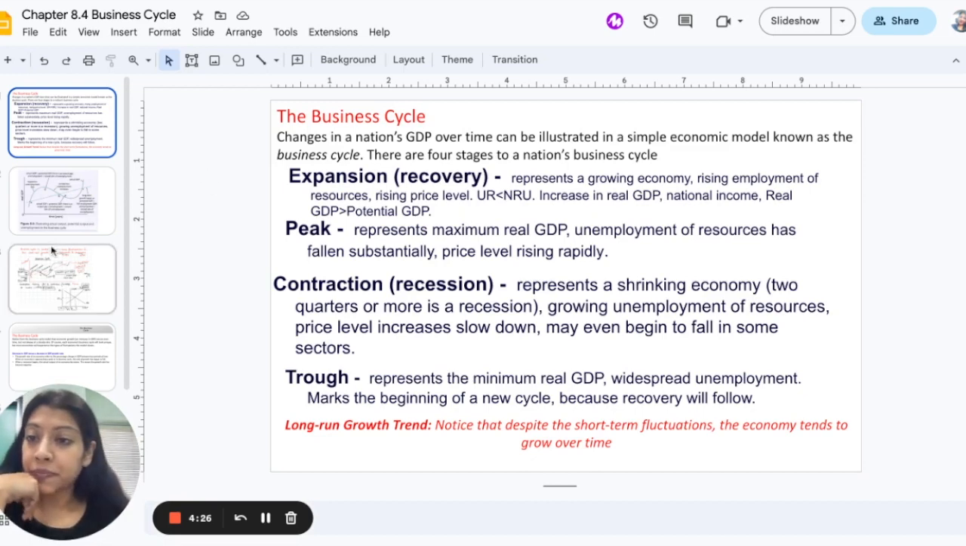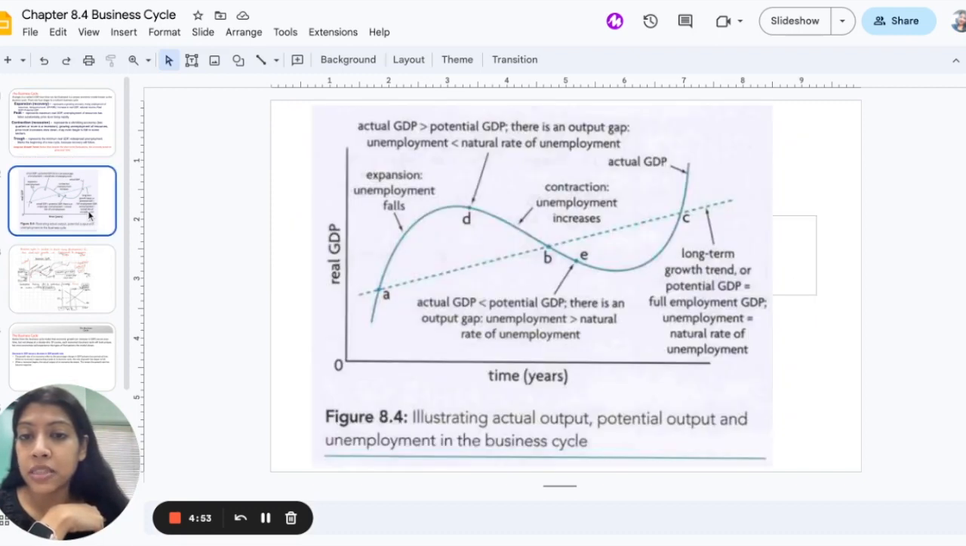Okay. The next stage of a business cycle is a contraction or the recession stage, which is a shrinking economy. Now, a recession is 2 quarters or more of the fall in real GDP. There's a growing unemployment of resources, price level increases actually slow down and may even begin to fall in some sectors. If you look at the business cycle, here is the contraction phase.